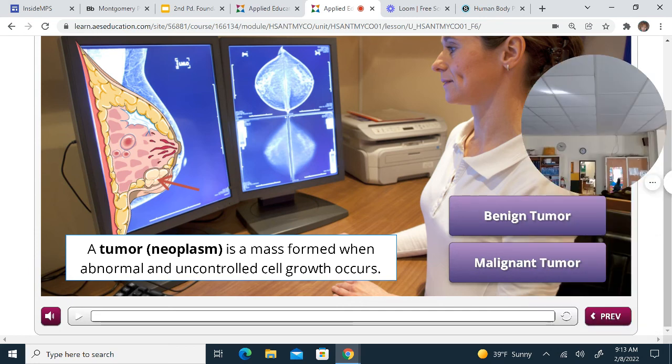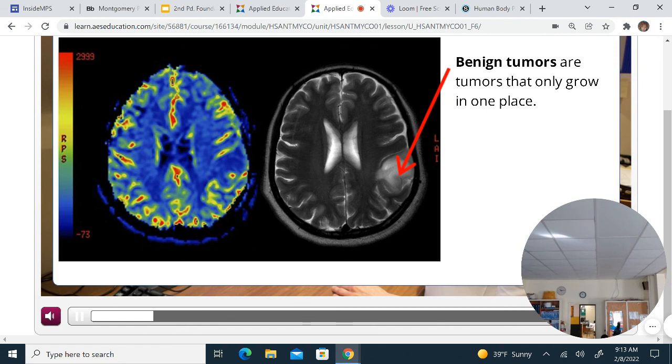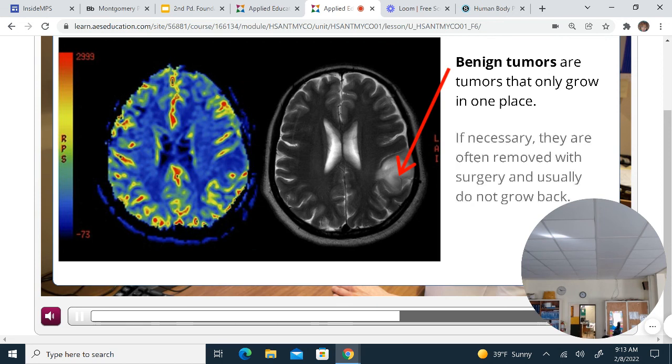Alright, so you got two types of tumors. You have benign and you have malignant. Benign tumors are tumors that only grow in one place. They cannot spread or invade other parts of the body. However, they can be dangerous if they press on vital organs, such as your brain. If a benign tumor is causing issues, they are often removed with surgery and usually do not grow back.